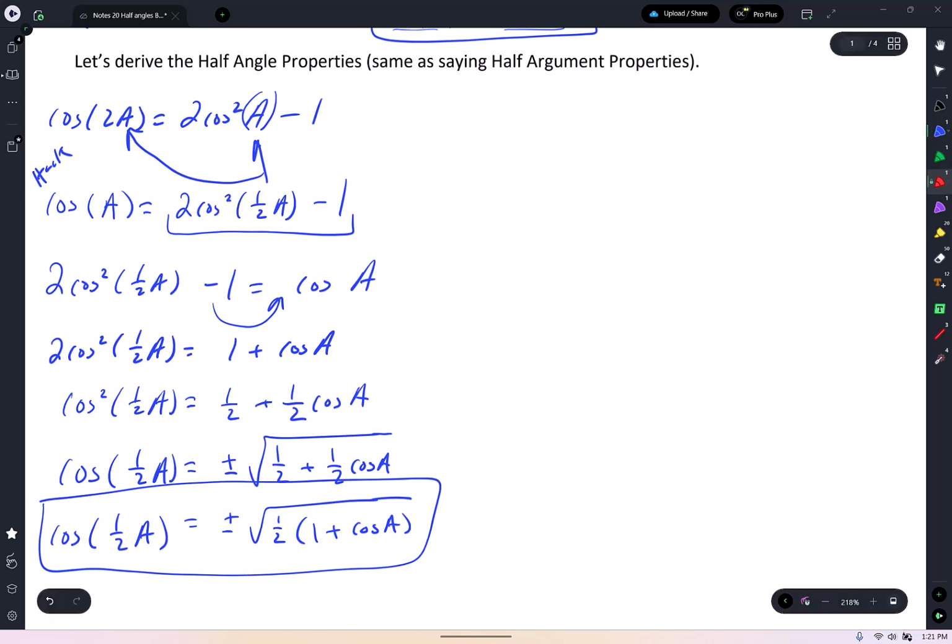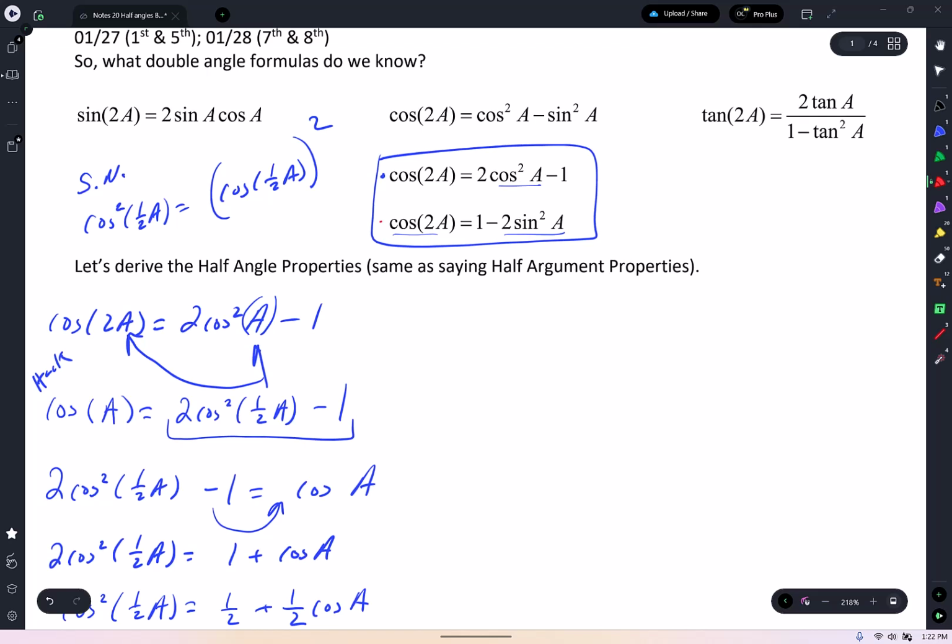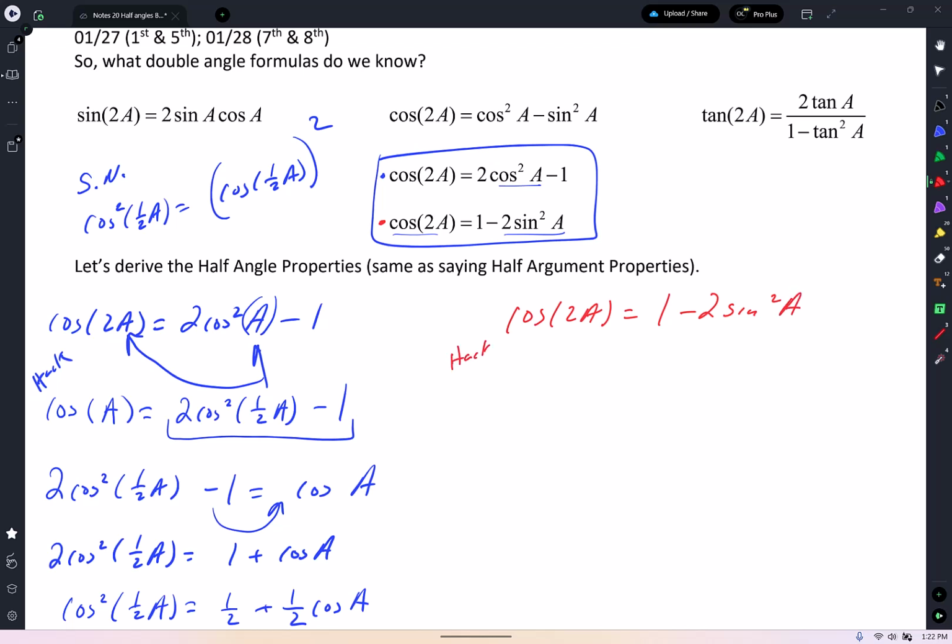Why do they call it a half angle formula? Because it says half A, half of angle A. I'm doing the same thing with this one right here for sine of half A. I'm going to rewrite it. So I'm going to write cosine 2A equals 1 minus 2 sine squared A. And then I'm going to do my hack, and I'm going to write cosine A equals 1 minus 2 sine squared of half A.